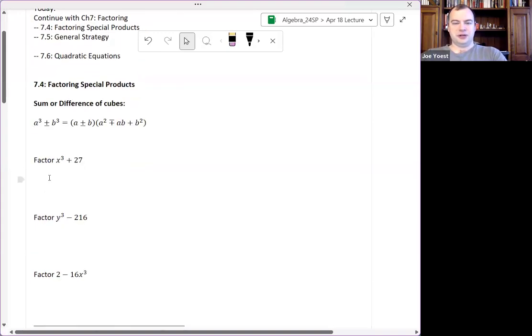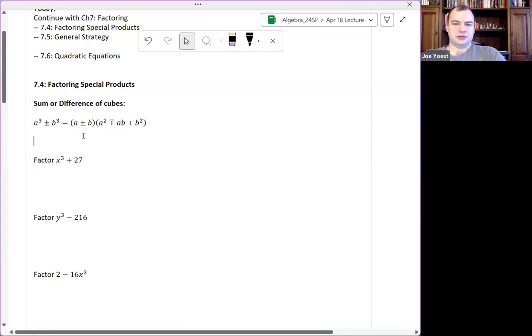So I want to start by finishing off our discussion of sum or difference of two cubes. And recall that if we have a cubed plus or minus b cubed, this does factor. This is one of our special products. And we know that, for instance, a cubed plus b cubed has a factor of a plus b that can come out. A cubed minus b cubed has a factor of a minus b that can come out.